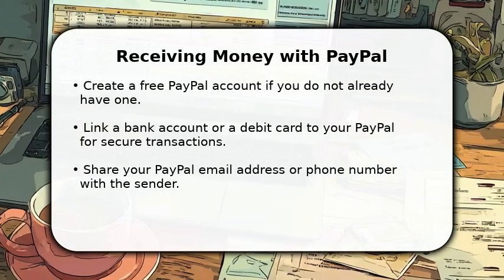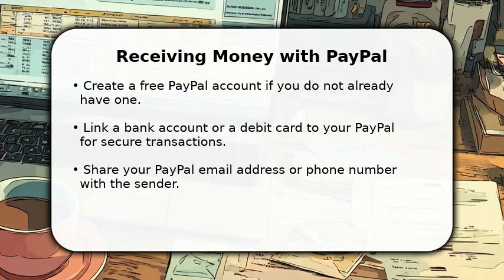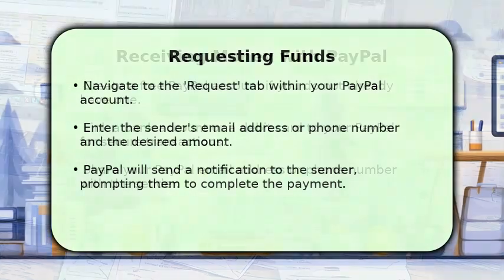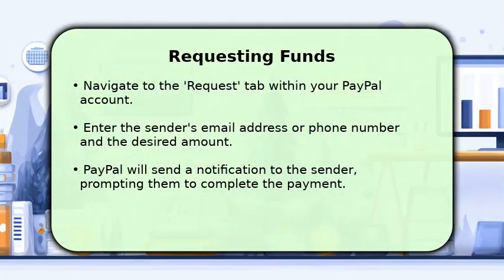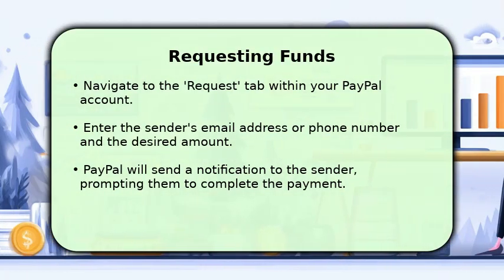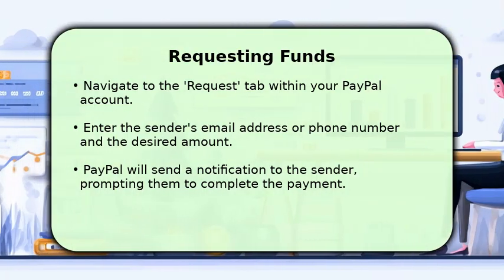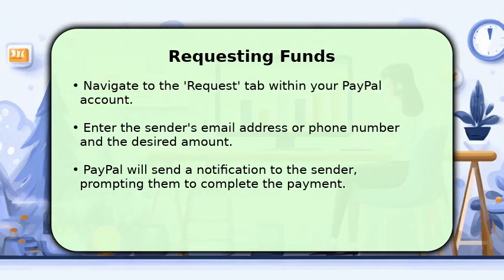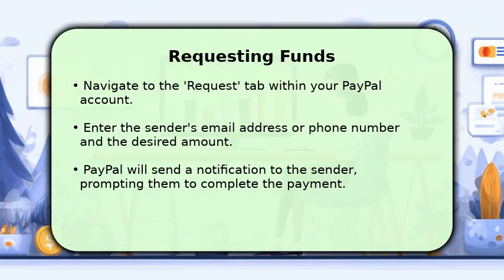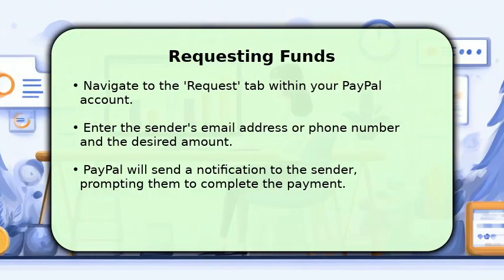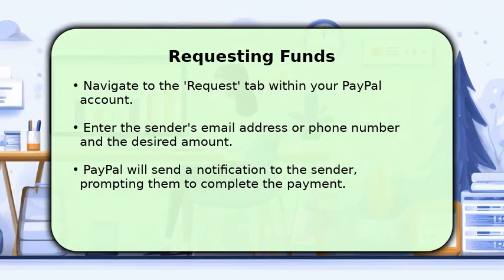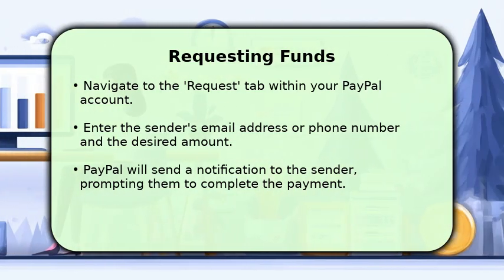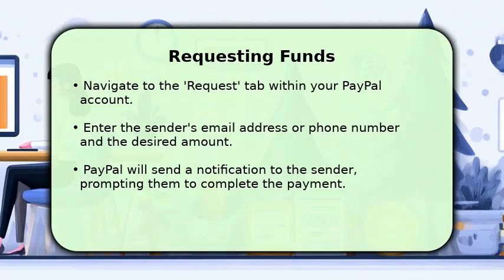Once your account is ready, you can easily share your PayPal email address or phone number with anyone who wishes to send you money. One common way to receive money is by sending a money request. Navigate to the Request tab in your PayPal account and enter the sender's email address or phone number. Specify the amount you wish to receive and add a brief note if necessary. PayPal will then send a notification to the sender, prompting them to complete the payment. This method provides a clear and direct way to ask for funds.